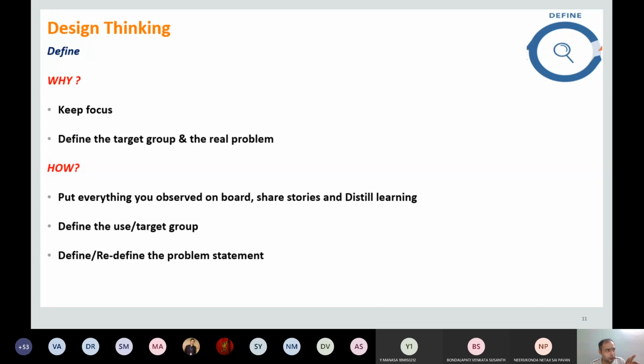Then I have to define or redefine the problem statement, and till I come out with a final problem statement, I have to define or redefine again and again. So what happens, my students will give a lot of problems with their mobile phone if I ask them what the problem is, but I should be selecting some problems which I can address.